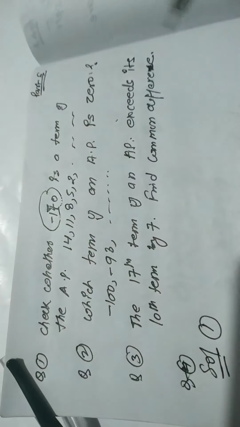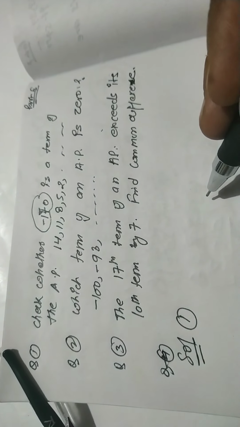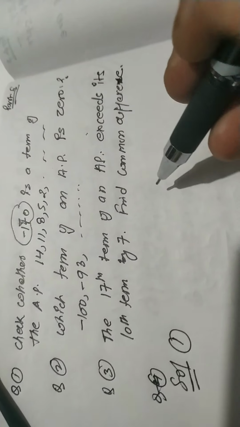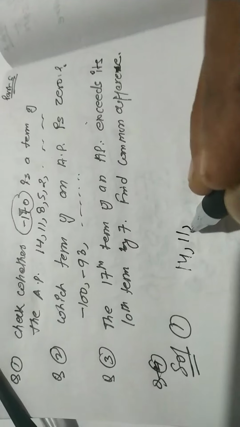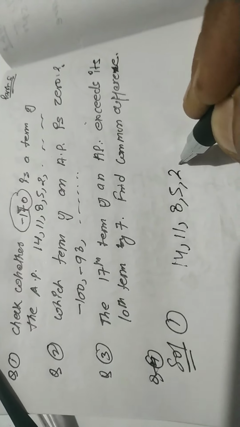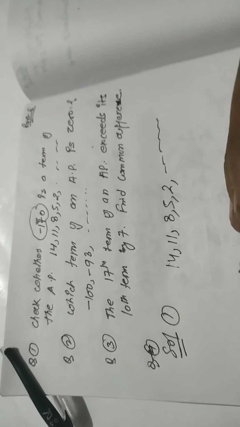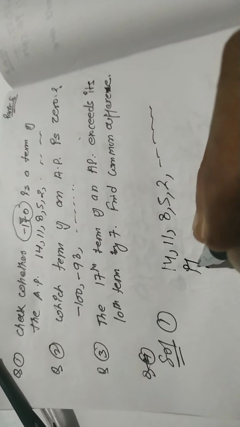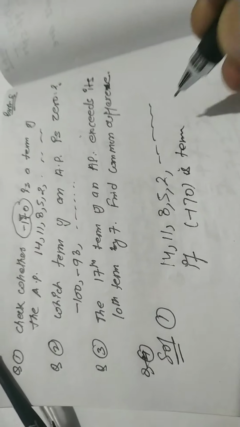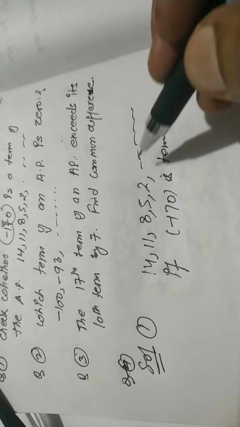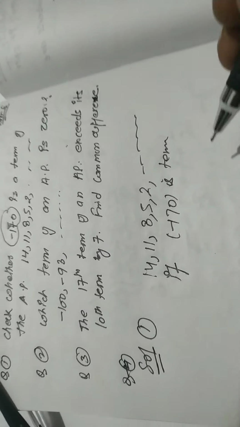Check whether minus 170 is a term of the AP or not, because we don't know whether it is in the AP or not. So we have the AP 14, 11, 8, 5, 2, and so on. If minus 170 is a term, it will come after these, because the AP is in decreasing order. So it will be after some number of terms.